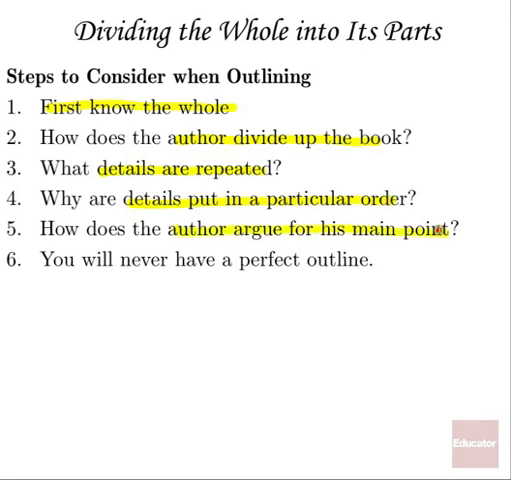If the author has a main point, an overarching theme, you have to pay attention to how the author argues for that. And later, in the next couple sections, we're going to be going over how to understand that in detail. But the most important rule when you actually write out an outline for a book or even a chapter book is rule number 6. You will never have a perfect outline.